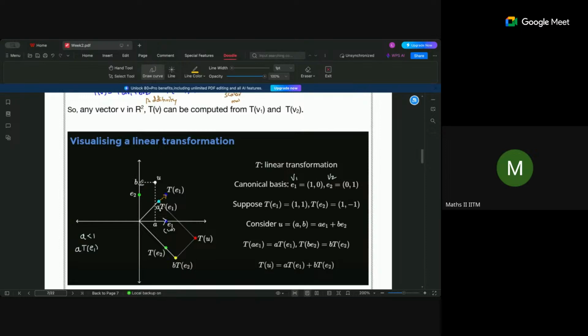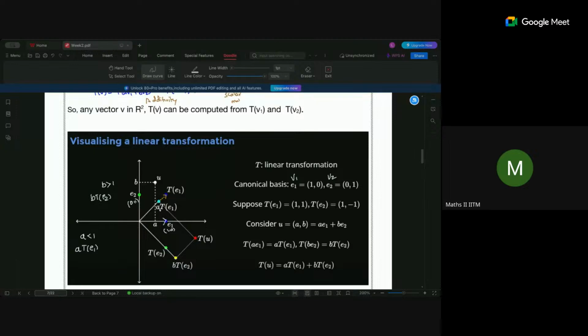Now again, this is the point 0 comma 1, and your value B is here. Can you tell me whether B is greater than 1 or less than 1? Greater than. So if B is greater than 1, what happens to B times TE2? It is going to lie along the same direction, but the magnitude has increased. Here the magnitude has decreased and here it has increased. So this is ATE1 and this is BTE2. Up to this, is it clear?